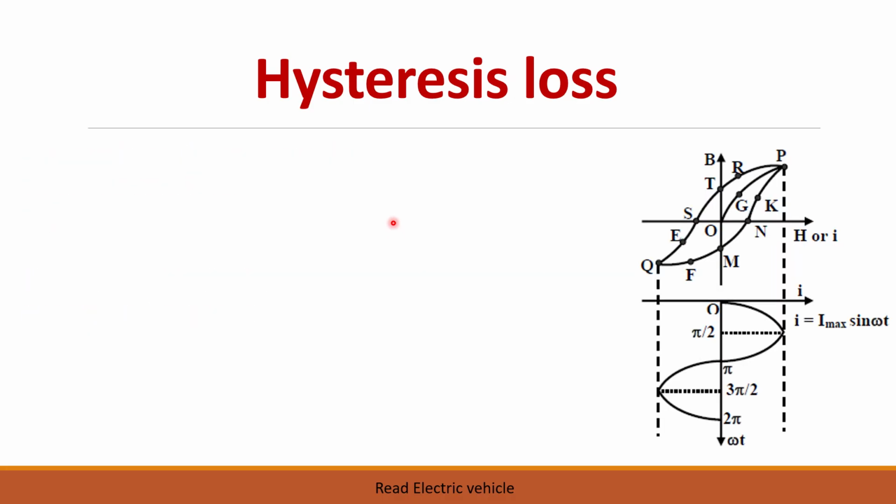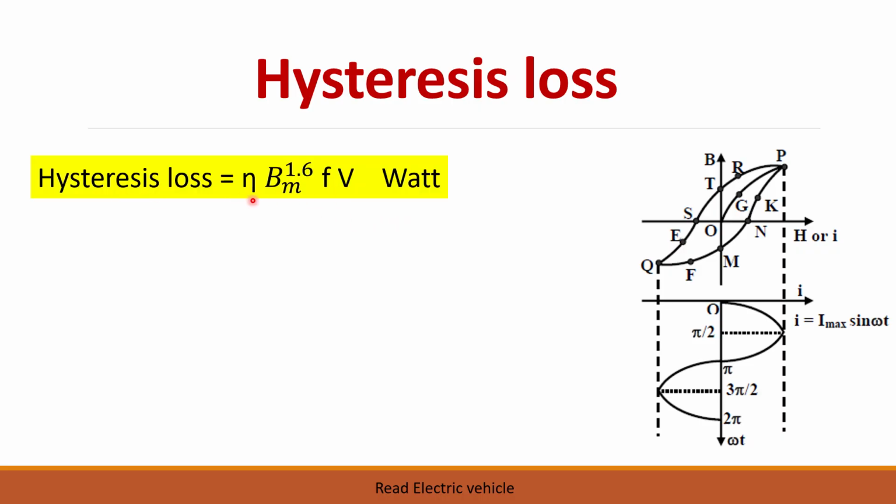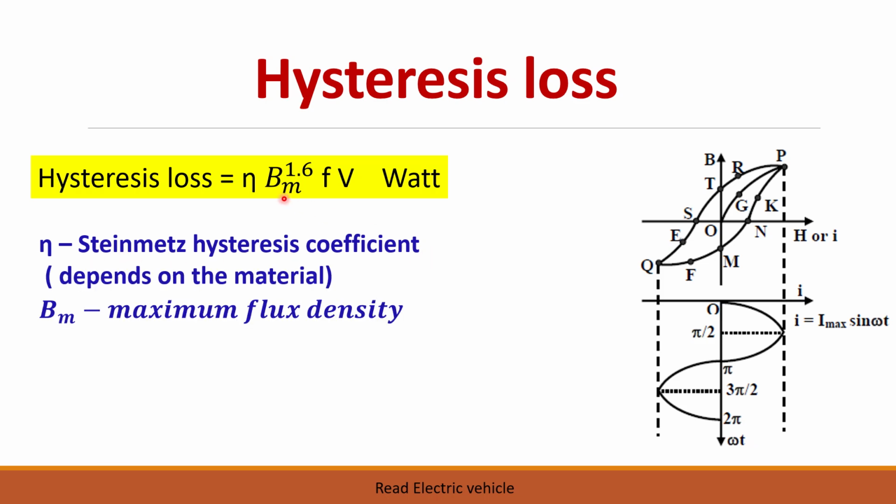So hysteresis loss can be written by this expression, where this one is called the hysteresis coefficient, B is the flux density, F is the supply frequency, and V is the volume of the core. This constant, Steinmetz's constant, depends upon the type of material we use for the core. So that plays a major role in determining the efficiency of the transformer.